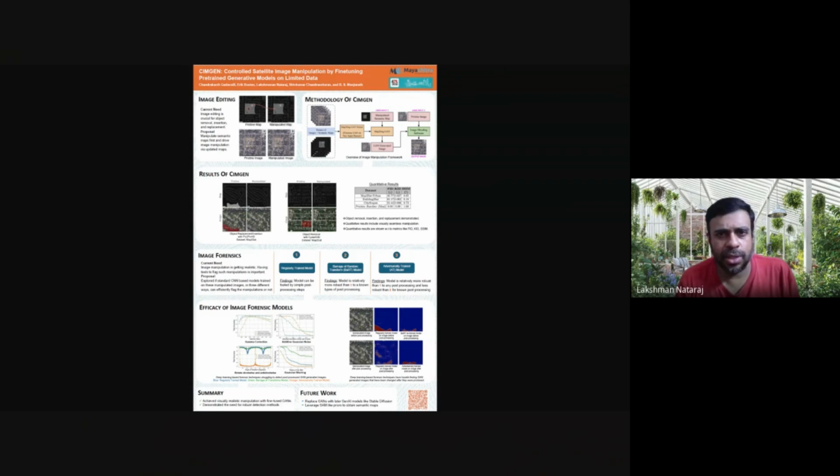My colleague Chandrakant presented this work at ICPR a couple of days back, and it is about controlled satellite image manipulation using pre-trained models. It also has a forensics component towards the end. And this could be a great use of o1 and ChatGPT because this is a complex image, right?